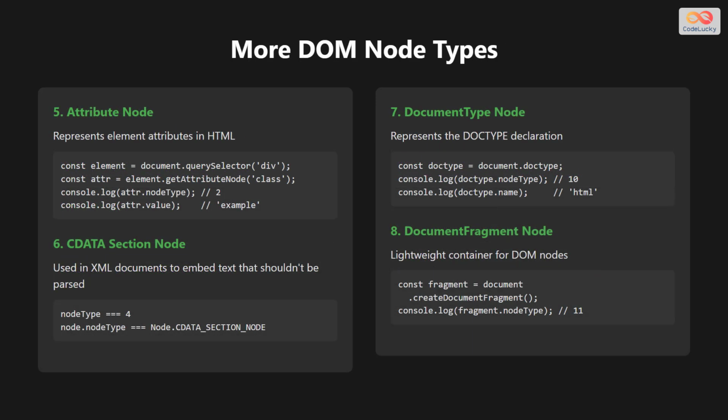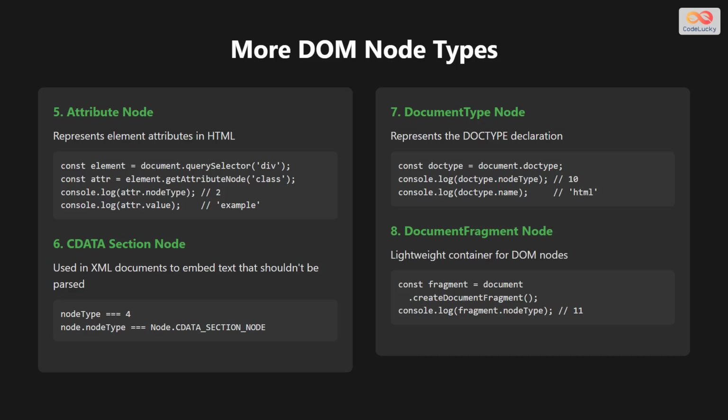Let's explore some more DOM node types. First, we have the attribute node. It represents the attributes of HTML elements. For example, if you have a div element with a class attribute, the attribute node would represent that class attribute. The node type for an attribute node is 2.